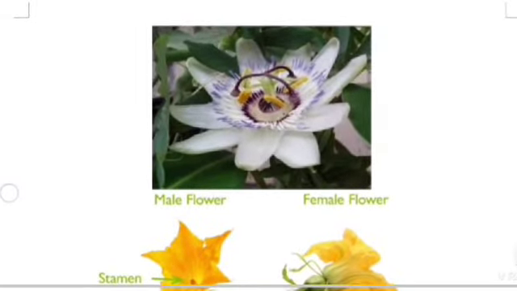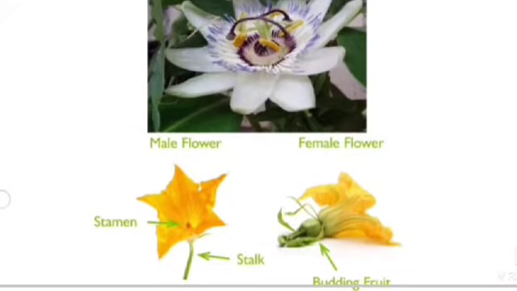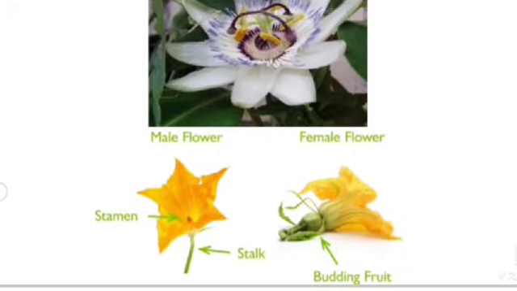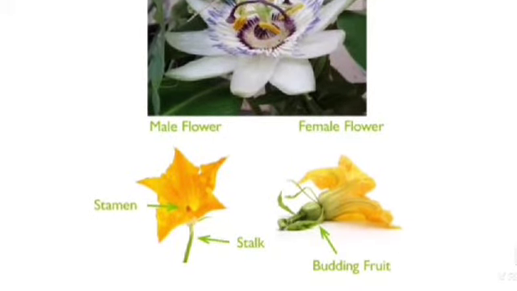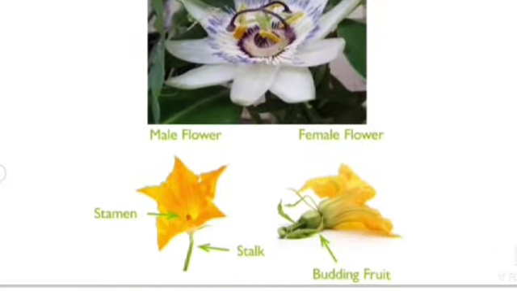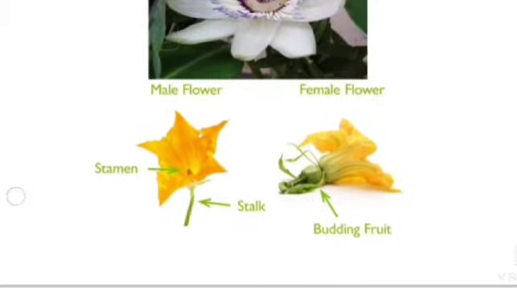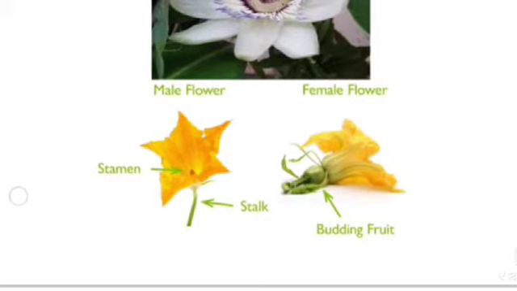See the male flower of passiflora and the female flower of pumpkin. The male flower contains a stalk and stamen. In the female flower, the lower portion is the budding fruit, and the upper portion contains the calyx and corolla.